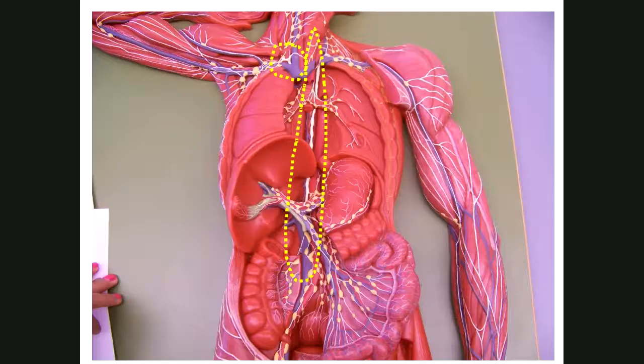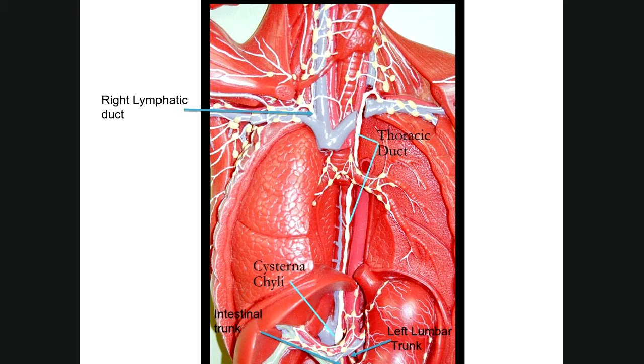So if we look on our model, it looks like this. There, right there, is the right lymphatic duct. But here, starts at the cisterna chyli and goes all the way. That's the thoracic duct. Well, if we blow that up a little more, it looks like this. So here is the right lymphatic duct. It only goes from there to there. And then here's our cisterna chyli. So the thoracic duct is this whole long thing, all the way from the cisterna chyli up to the junction of these two veins.